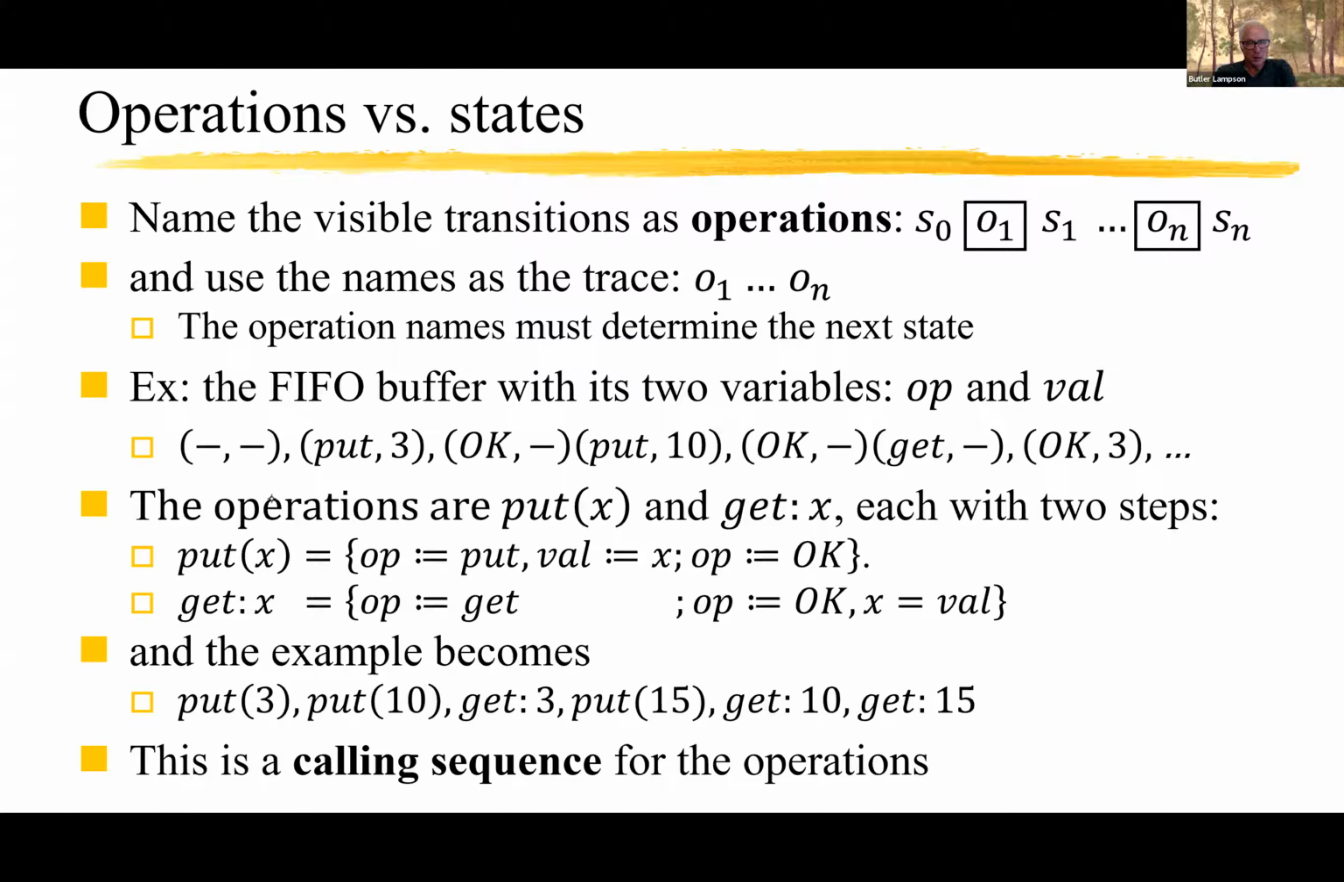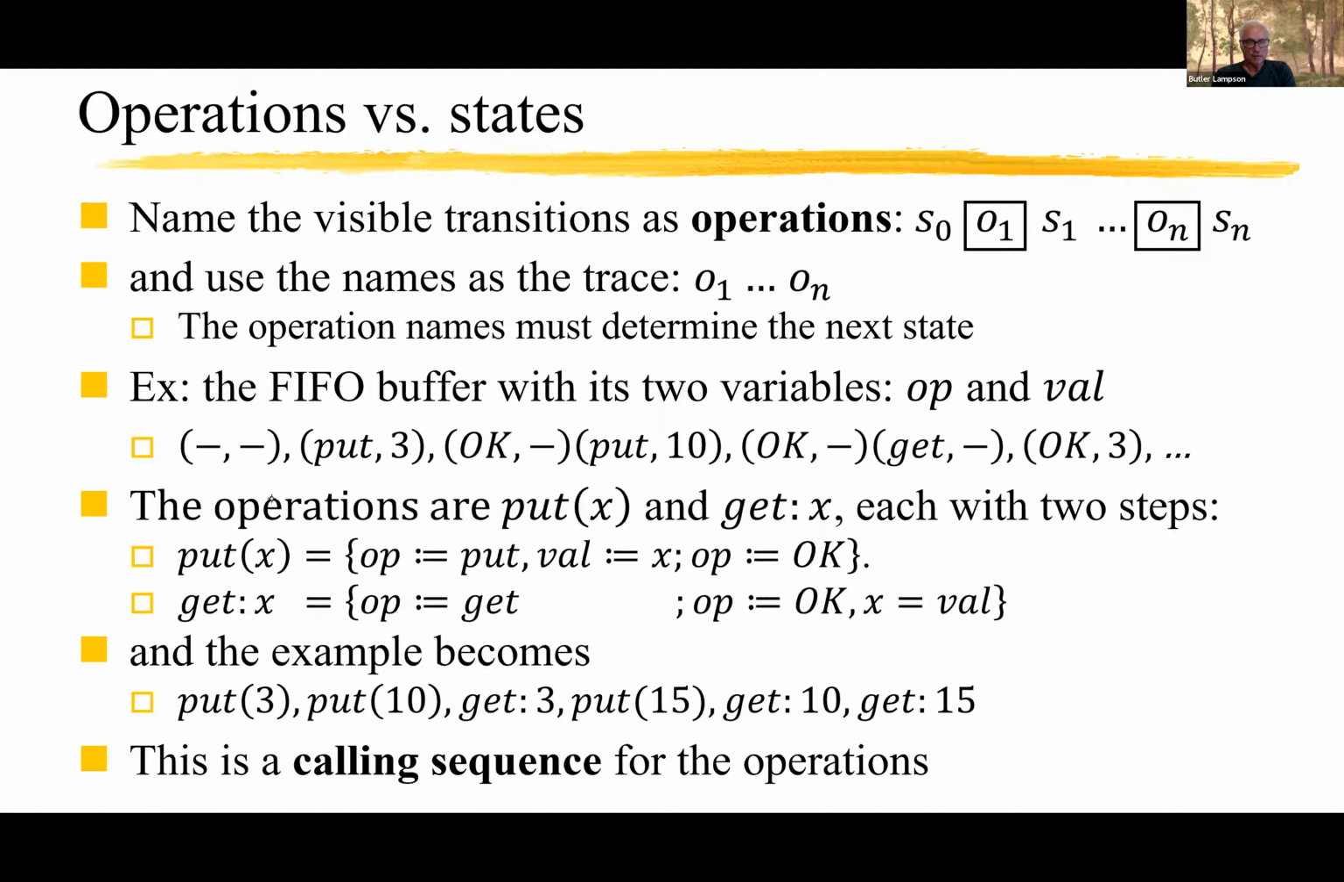A slight digression. Usually when we talk about the transitions of systems, we don't talk about them in terms of state changes. We talk about them in terms of operations. So we name the visible transitions as operations. So S0 goes to S1 via operation 1, and so forth. And we use the names of the operations as the trace.